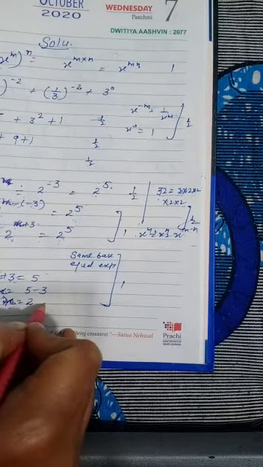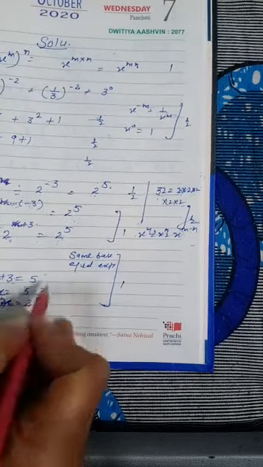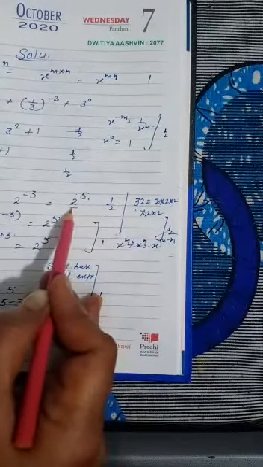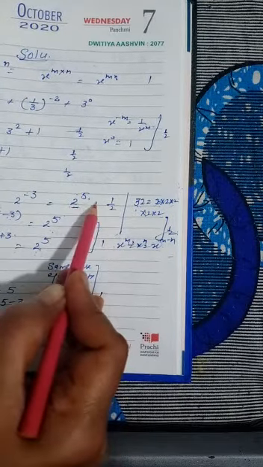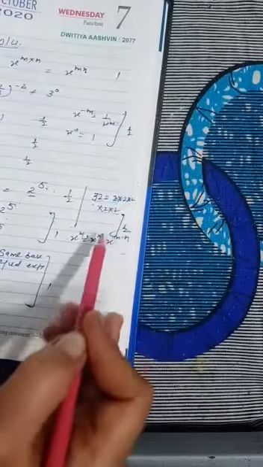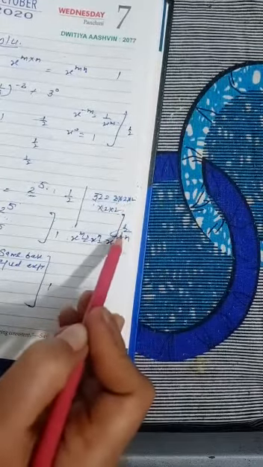Now again see the marks, how I have divided the marks. First of all, if you are converting 32 as 2 to the power 5, that is half marks. Okay, showing 32 and writing the law, that is half marks.